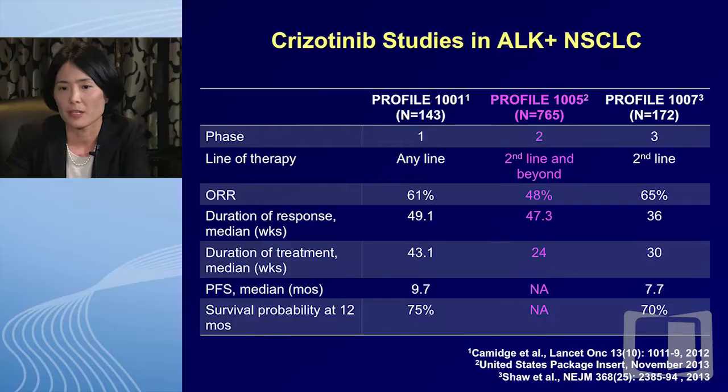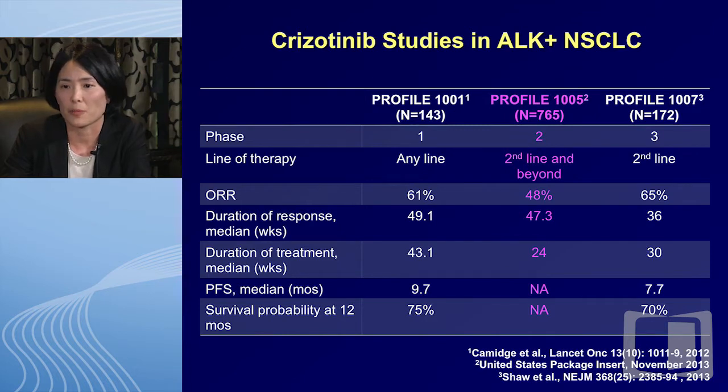So to date, there have now been 3 large studies of crizotinib, the first ALK inhibitor to be tested in the clinic, and these studies all go by the name Profile. So the phase 1 study of crizotinib is Profile 1001, and then there were follow-up registration studies of crizotinib, the phase 2 Profile 1005 study, and then the phase 3 Profile 1007 study. This is a summary of the results from those 3 large Profile studies.